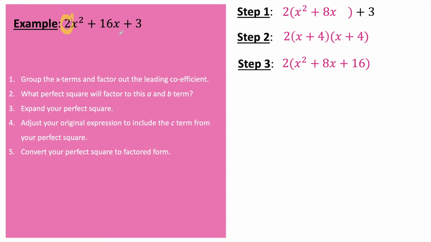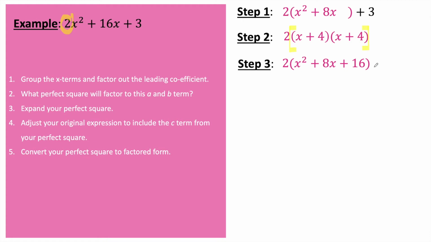To summarize, I took my x terms and I looked for a perfect square, which would be the factored form here, x plus 4 times x plus 4. I knew that my perfect square that would achieve x squared plus 8x was x plus 4, because 4 plus 4 is 8.